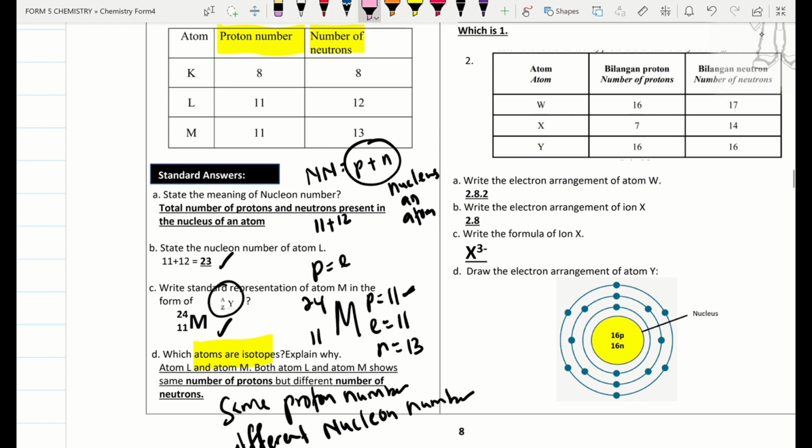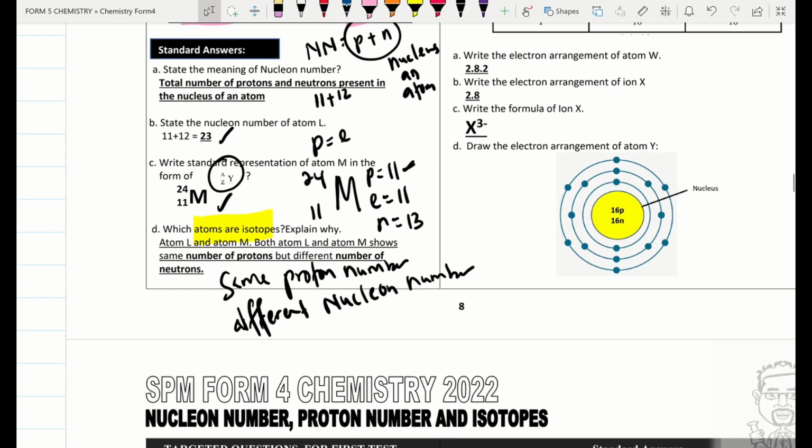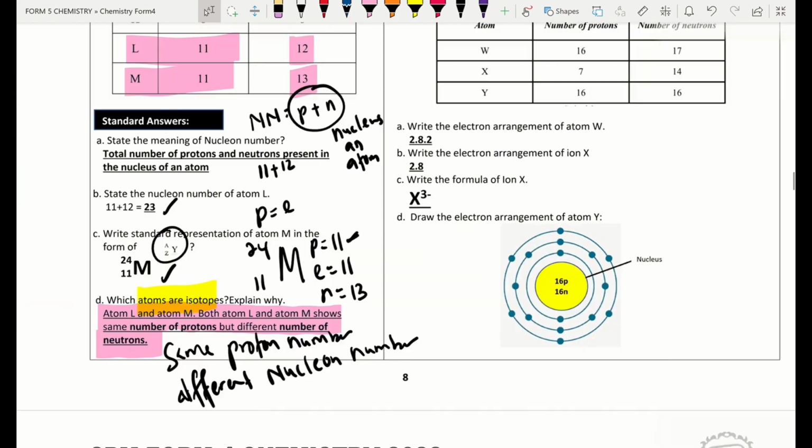So atom L and atom M have the same proton number but their number of neutrons is different. So the answer will be atom L and M. Please answer that both atom L and M show the same number of protons but different number of neutrons. All right, so we move on to the next one.